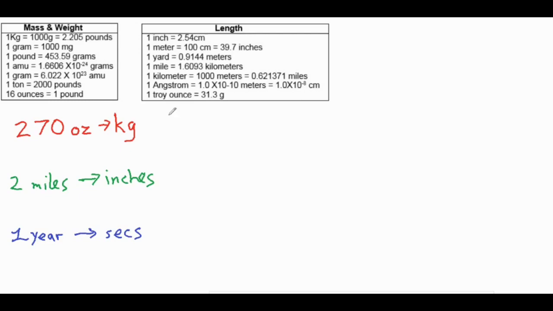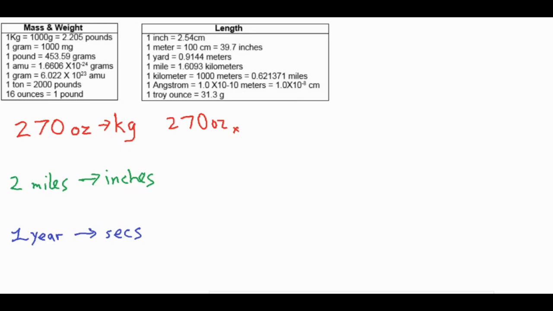So let's go ahead and do this first one a little bit more slowly. We're starting out with 270 ounces, and then we want to convert to kilograms. When you do this, as I said before, you are multiplying by ratios that are equal to 1, because if you multiply anything by 1, you're not actually changing the value of it.